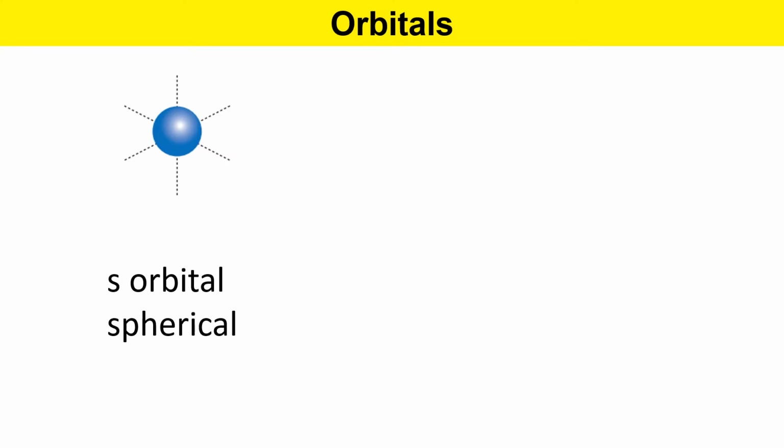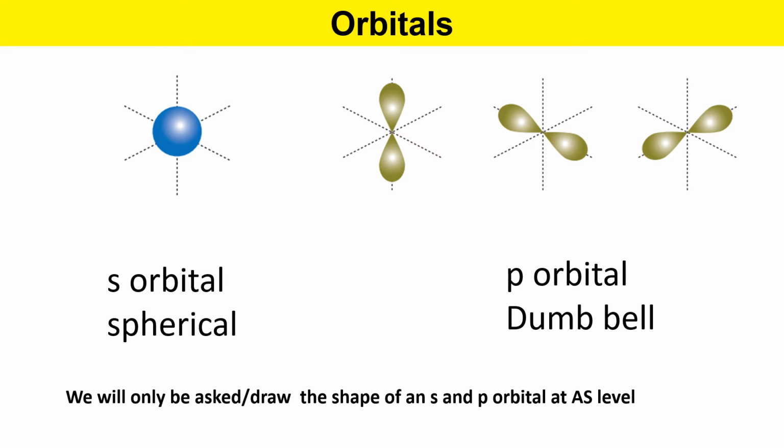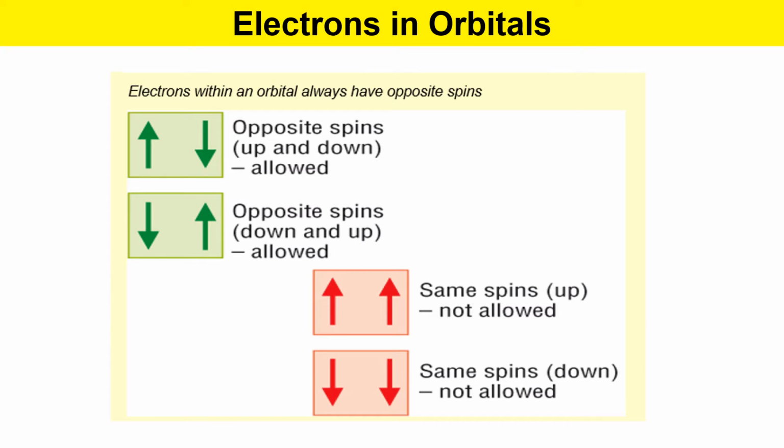The S orbital is spherical and the P orbital is shaped as a dumbbell. We will only be asked to draw the S and the P orbitals. In each orbital, we will find 2 electrons. We will start to draw what is called box notation, where a box represents an orbital, and we'll see that later on in the video. In each single orbital, electrons spin in opposite directions to minimize repulsions, and we represent this by arrows going up and down. Same spins are not allowed.